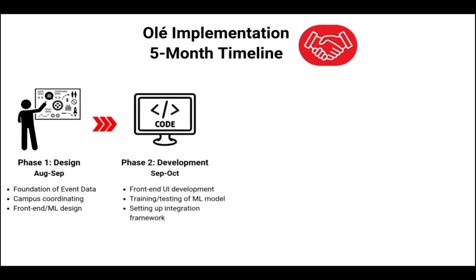Our next phase is development, where we bring the design to life. We will build our model, train it using the data gathered during phase 1, and begin setting up the integration framework. A key objective is to make our project open source, allowing motivated students to gain real-world experience by contributing code. This approach reduces the burden on IT resources and carries forward our spirit of collaboration.